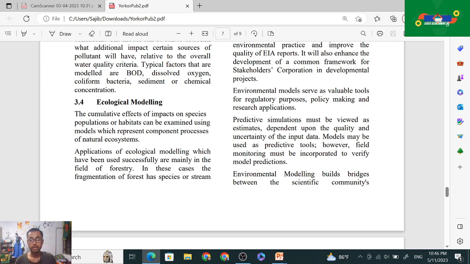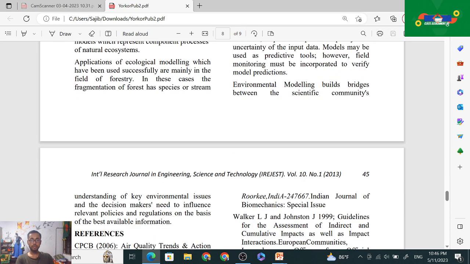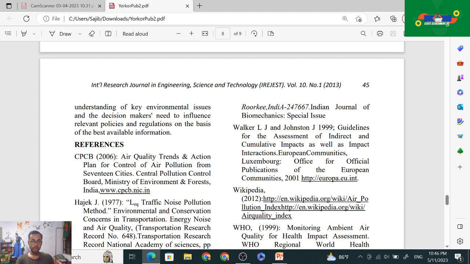approach. Predicting simulations must be viewed as estimates dependent upon the quality and the uncertainty of the input data. Models can be used as predictive tools, however, the field monitoring must be incorporated to verify the model predictions. The environmental modeling builds bridges between the scientific communities understanding of the key environmental issues and the decision making need to influence relevant policies and regulations on the basis of the best available information.